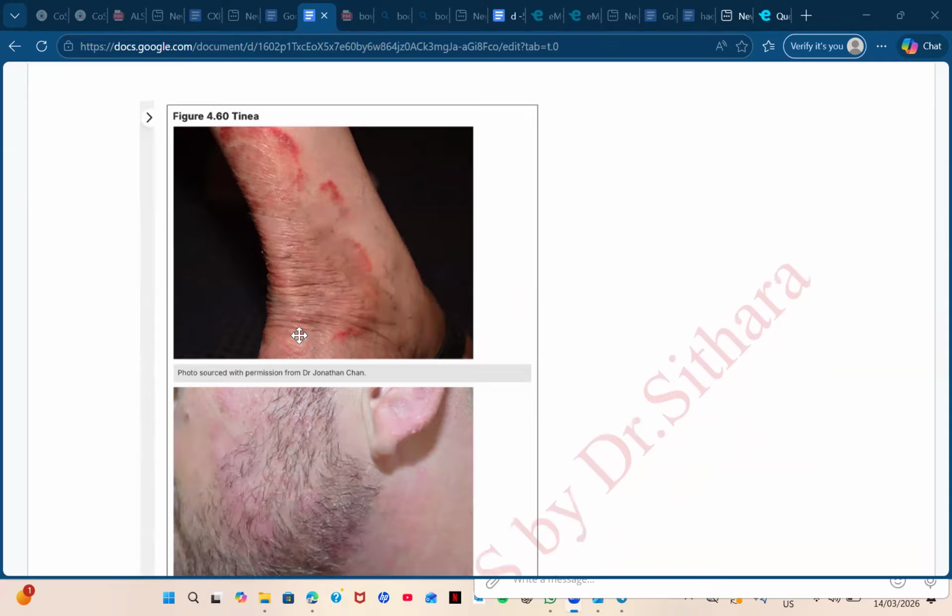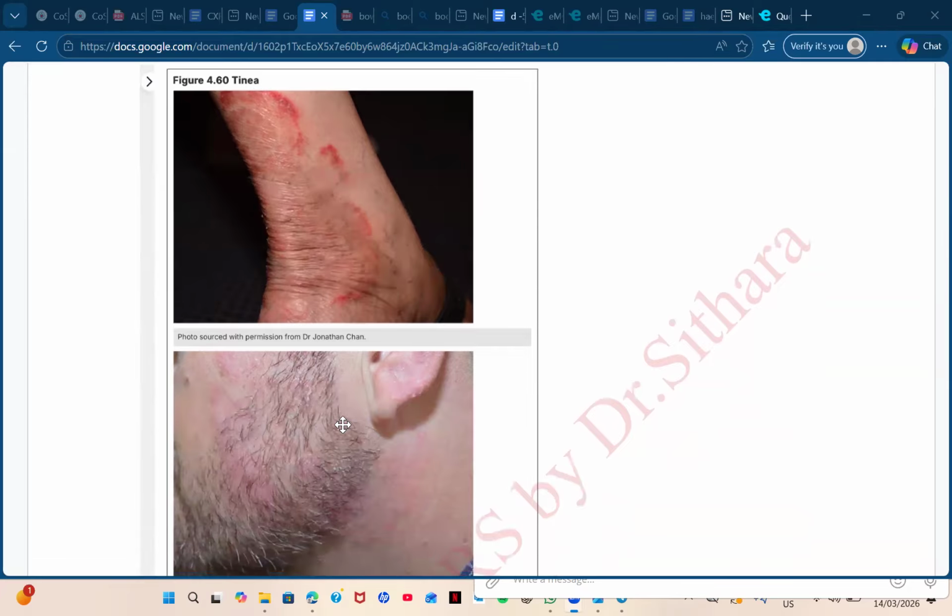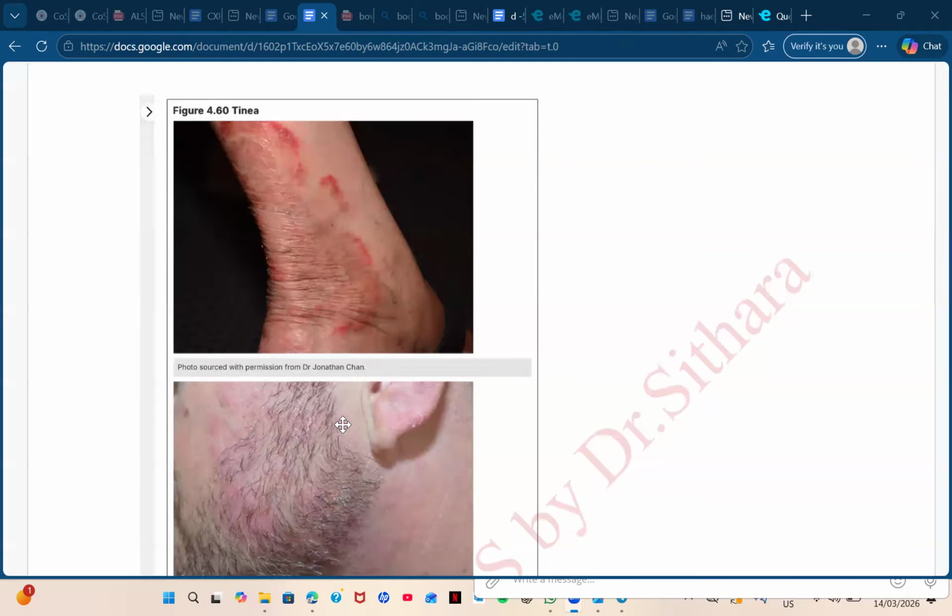And we have different types of tinea, right? We have tinea corporis. Corporis means body, right? And tinea pedis means in foot, or we call it athlete's foot, right? Then tinea cruris, which is in the groin area, and tinea capitis in the head. And tinea unguium in the nails, right?